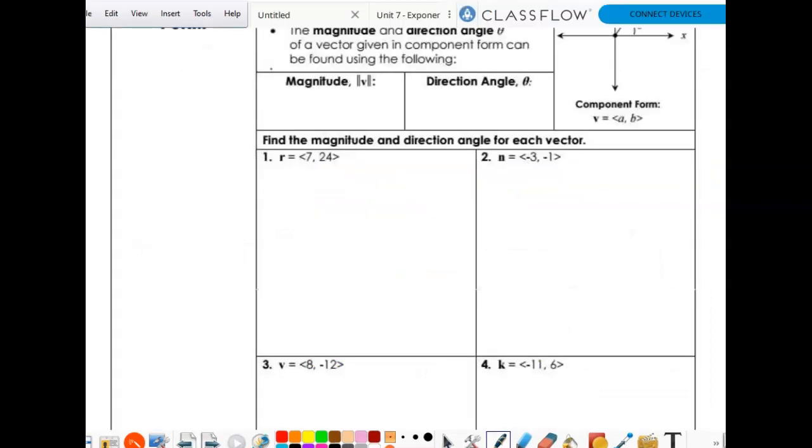Okay, so on the first problem, first of all, we have a positive x and a positive y. So the positive x and positive y would put us in which quadrant? Okay, so I'm going to be in the first quadrant. So first of all, to find the magnitude, we're going to do 7 squared plus 24 squared. So the magnitude of R is 25.